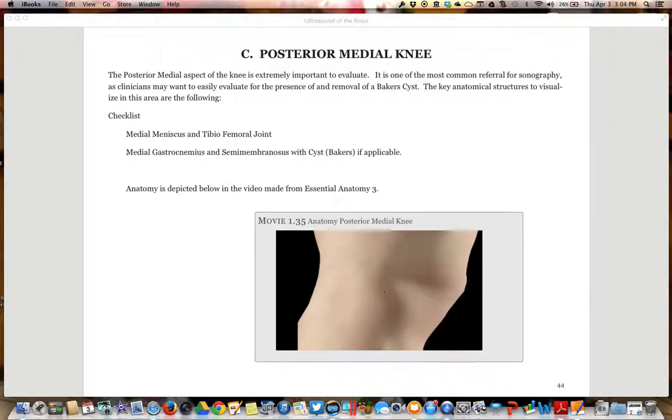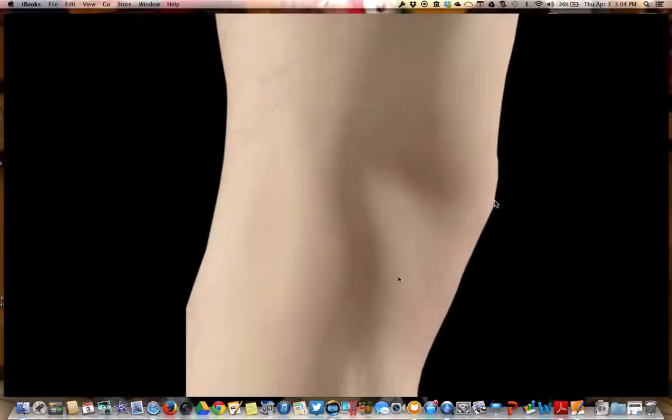Let's now review the posterior medial aspect of the knee. This is an important area, particularly when looking for the presence of a Baker's cyst. In our checklist, we'll be looking at the medial meniscus and tibiofemoral joint, the medial gastroc and semimembranosus with the Baker's cyst if applicable. The anatomy is important to understand. Let's take a closer look at the posterior medial aspect of the knee and its important tendons.